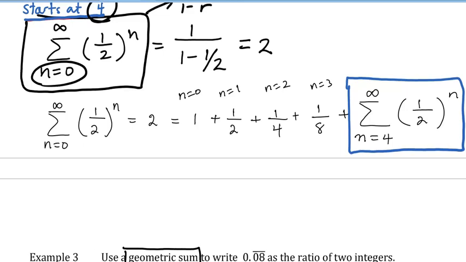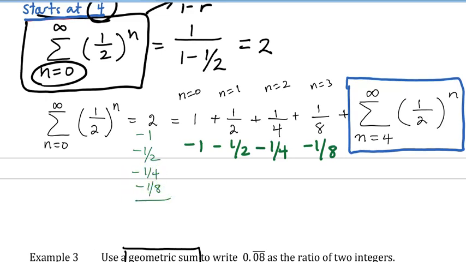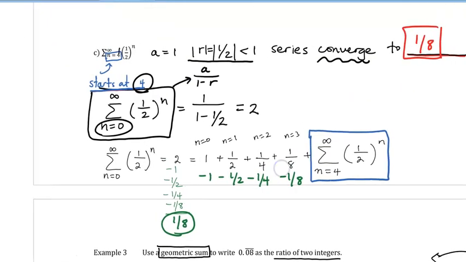And so I'm going to subtract 1, a half, a fourth, and an eighth from both sides of my equation. So I'm subtracting from the 2 on the left side to get a final answer of 1/8 that the series converges to.